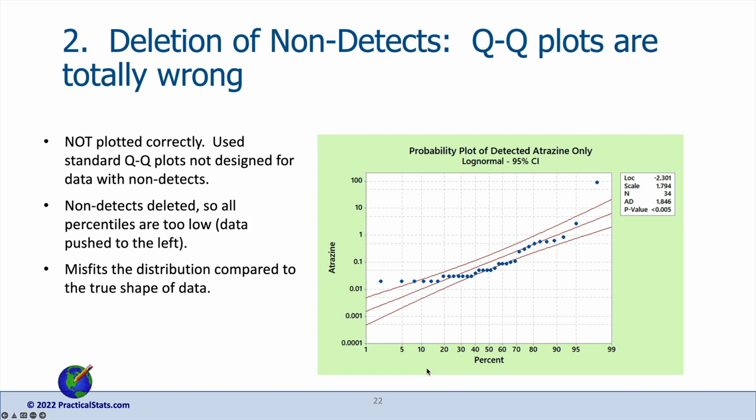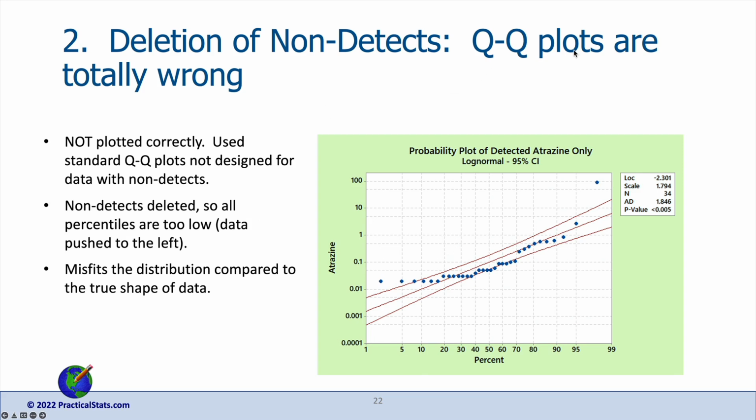All right, so those are the four things about substitution that are not good, plus a little notice of what a better method might look like, which we'll talk about in a few months. So what else is wrong? Very quickly, the deletion of non-detects.